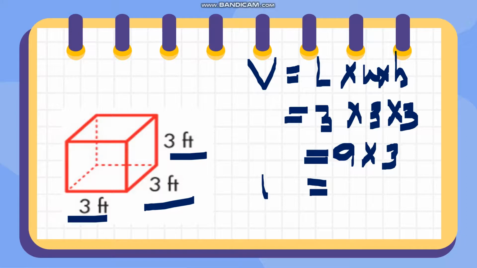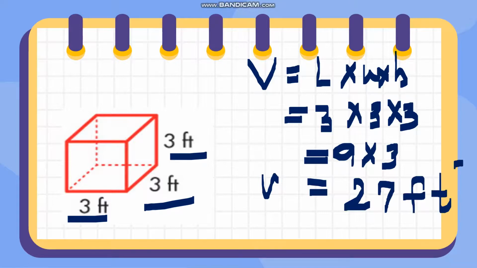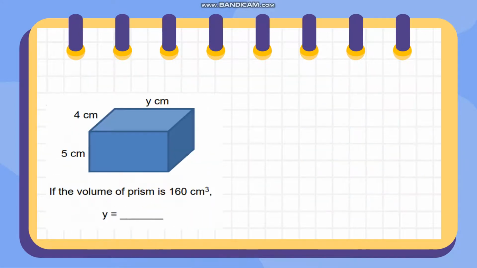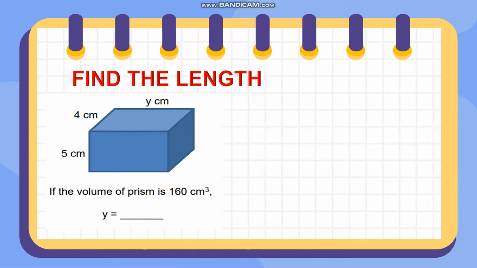So the volume of this rectangular prism is equivalent to 27 and the unit is feet, so that is cubic feet. That's why the final answer is 27 cubic feet. Now, what if the situation is like this?